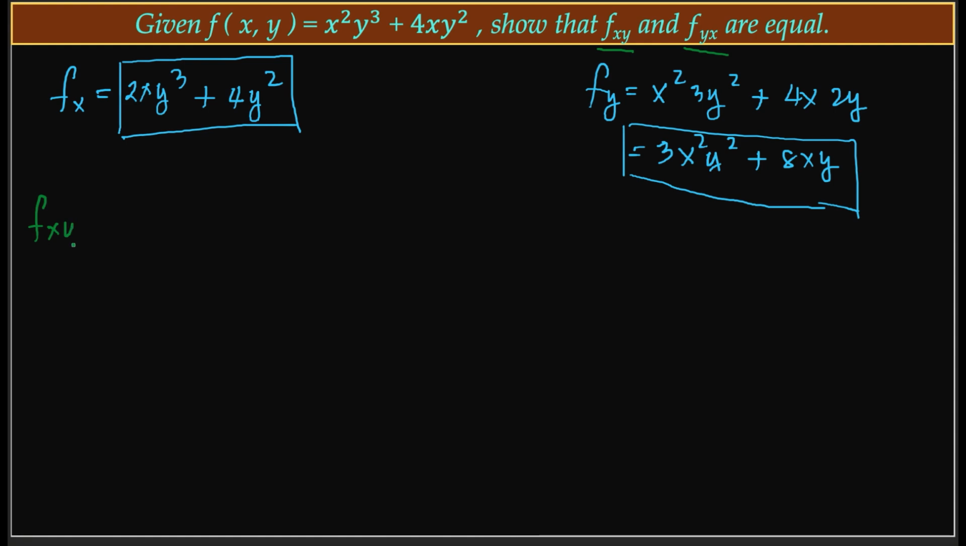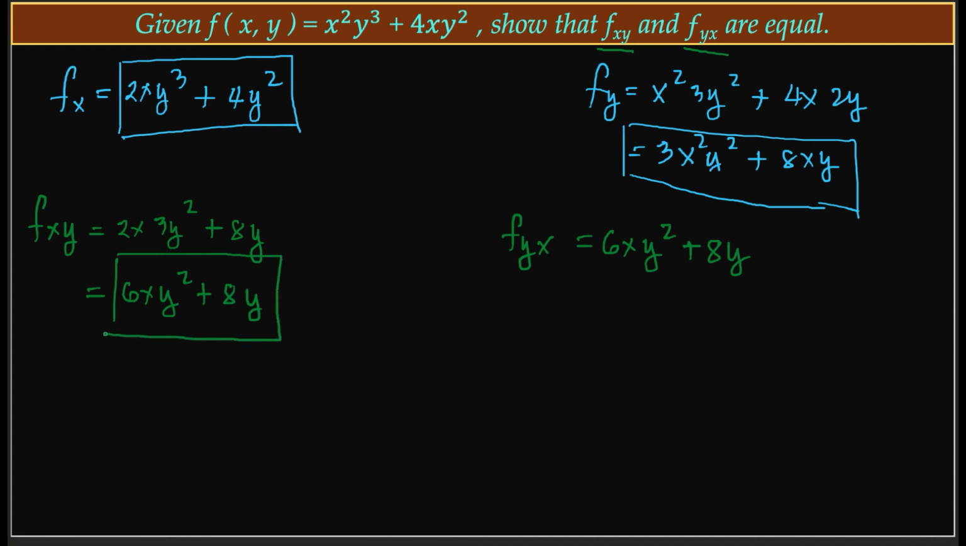So we'll find f sub xy and f sub yx. The value of f sub xy, with respect to y, will be equal to 2x times 3y squared plus 8y. Simplifying, this will become 6xy squared plus 8y. On the other hand, for f sub yx, we find the partial derivative of this expression with respect to x. This will become 6xy squared plus 8y. y will be constant and the partial derivative of 8x with respect to x is 8. And it's very obvious that the values of f sub xy and f sub yx are equal. So that's it. We have shown that the mixed partial derivatives of this function are equal.